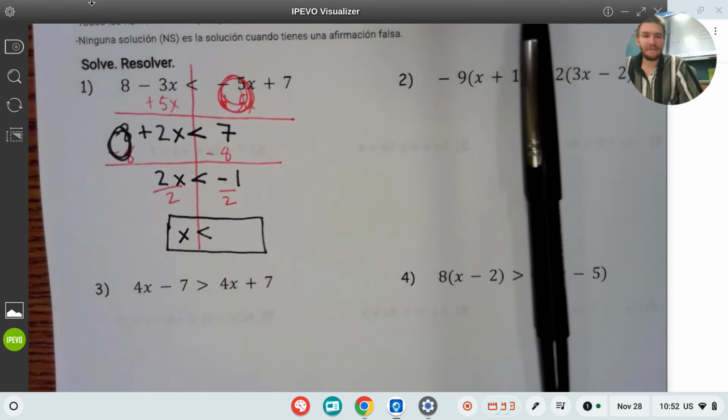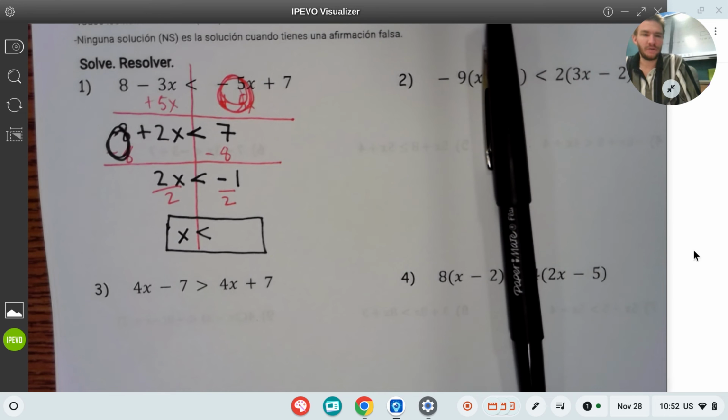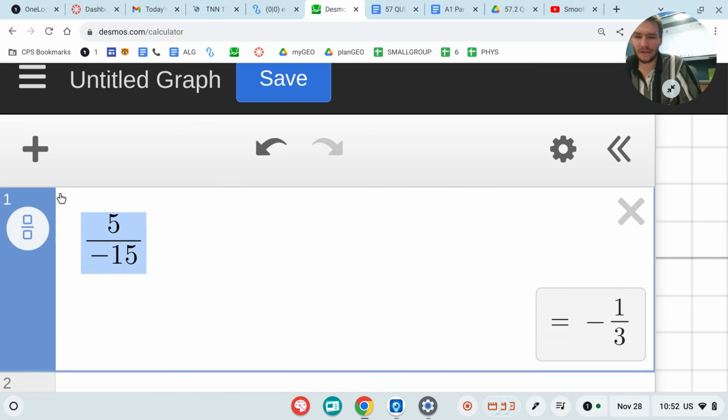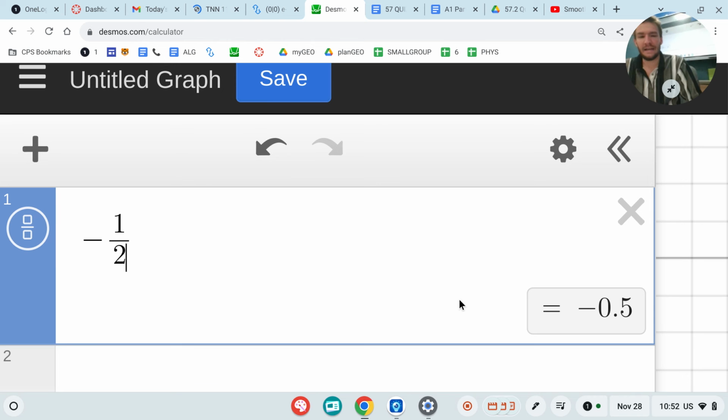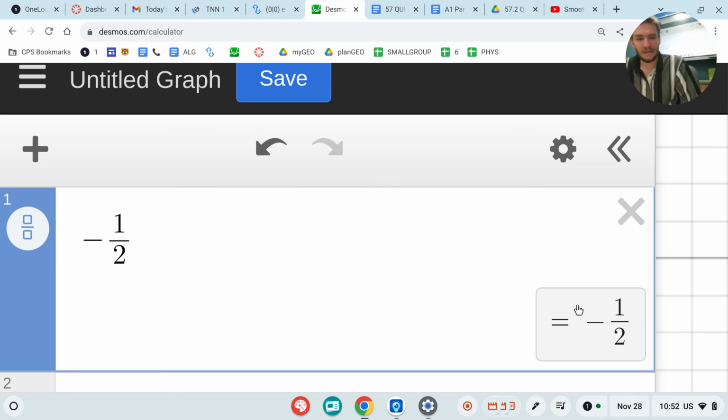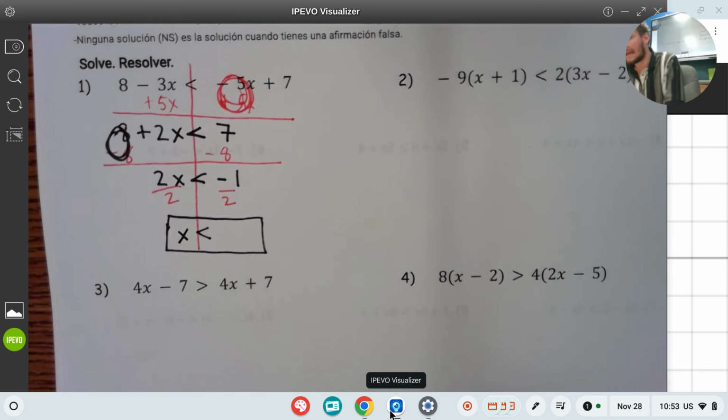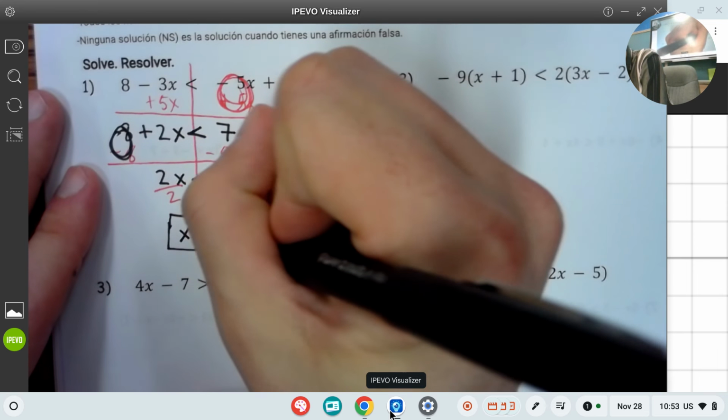And then when we have a fraction left over, and if we can't tell, go to Desmos and just make Desmos do it for you. Negative 1 divided by 2. It tells me a decimal. Hit the fraction button. Okay. Negative 1 divided by 2, that's what it should be. Go back, and that's your answer. Negative 1 divided by 2.